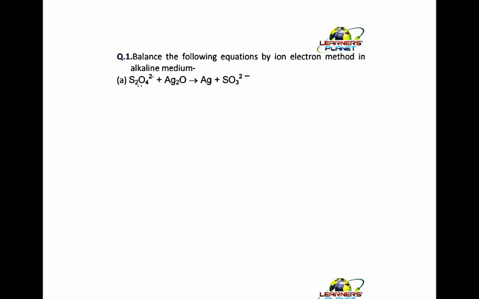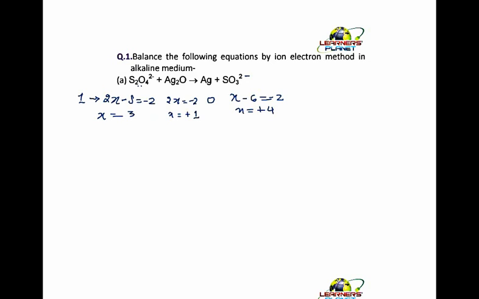The first step is to find out the oxidation states. Let's find the oxidation state of sulfur in S2O4 2-. 2x minus 8 is equal to -2, so x would be +3. The oxidation state of sulfur is +3. What is the oxidation state of silver? 2x is equal to +2, x is equal to +1. On the product side it is 0 because it is in its metallic state. And in SO3 2-, x minus 6 is equal to -2 and x is equal to +4.